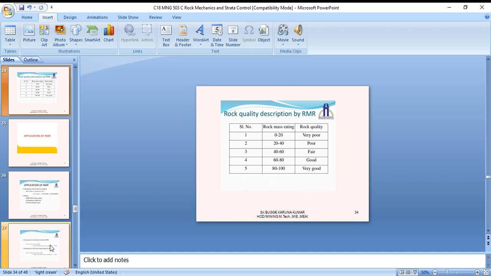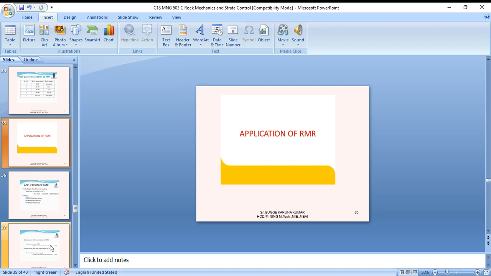This is one of the parameters also you see. So applications of RMR. So overall, you see above theoretically, what is meant by RMR? What are the other important factors in that one? Let us see this application in the coming slides.